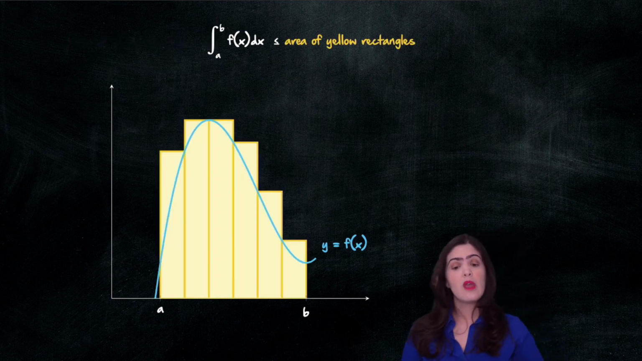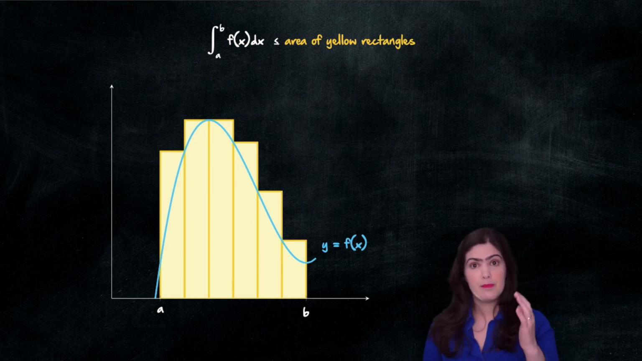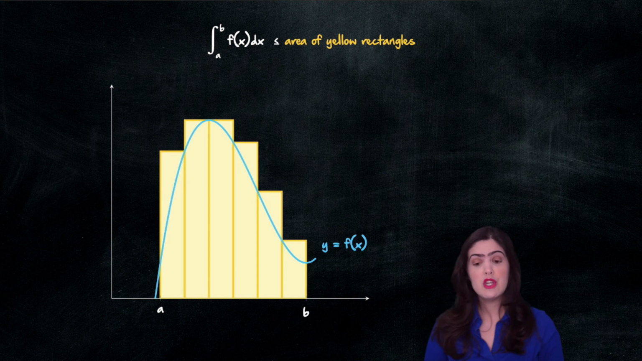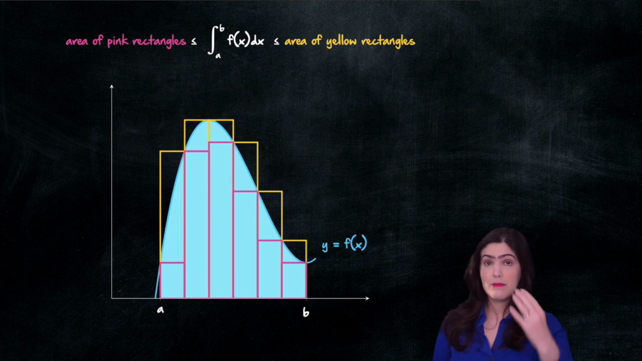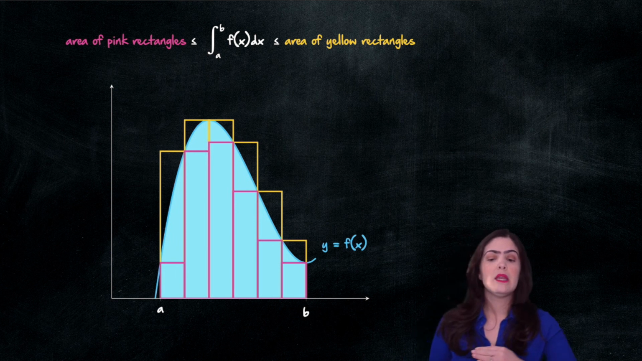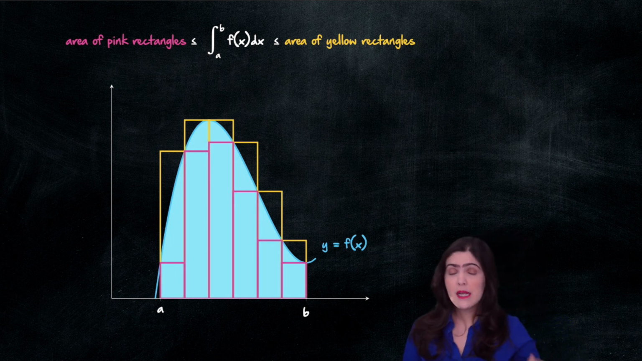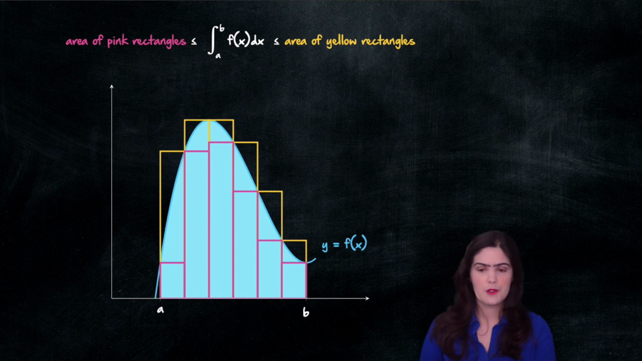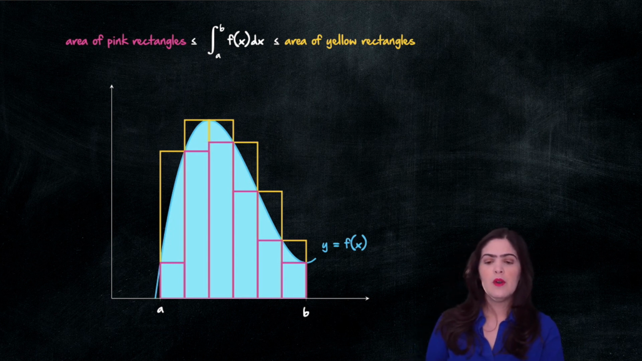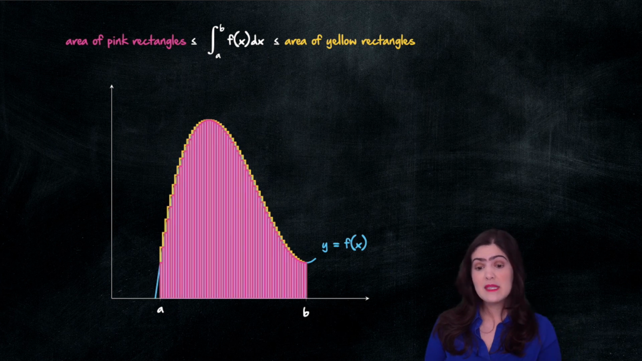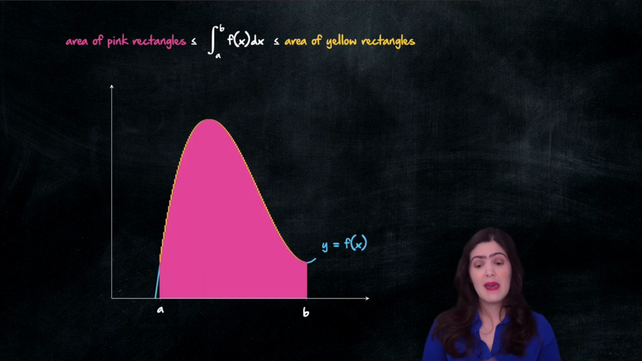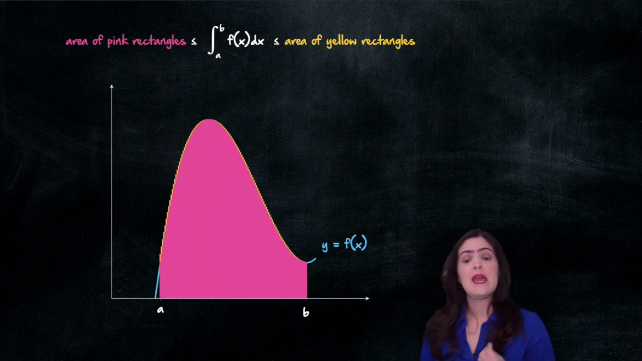And I can do the same with yellow rectangles that are containing my entire region, but the approximation is again better. So then the area of my region, the integral between a and b of f of x dx, is going to be in between the area of the pink rectangles and the area of the yellow rectangles. Okay, but now what happens if I subdivide the region even further? As you can see, we're approximating the area even better. And then I can cut it into more pieces and get better approximation and even better approximation. So that would be the idea here.